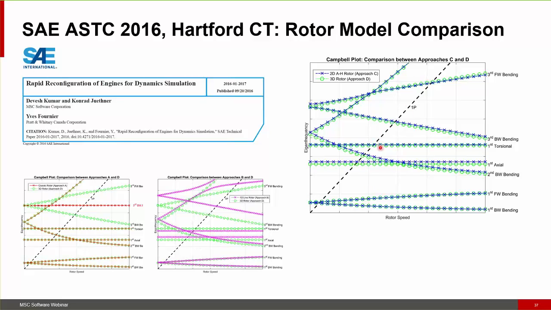responses. And here on the right, we see the comparison between the axisymmetric harmonic and the 3D formulations, which are very close. In defense of the 3D rotor, this was actually an axisymmetric rotor, so we would expect those to be quite close.